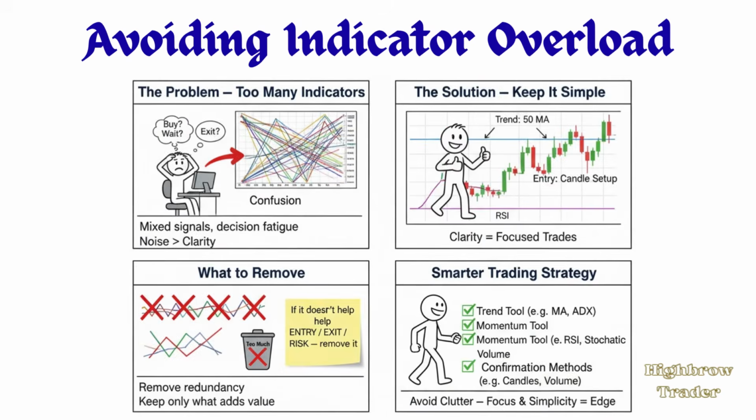It's easy to overload your chart with too many indicators, but more isn't always better. Too many tools can create confusion instead of clarity. Instead, focus on using just one trend indicator, one momentum indicator, and one method to confirm your trades. Remove anything that doesn't directly help with your entry, exit, or risk management. Clean charts make for clearer decisions and more consistent results.